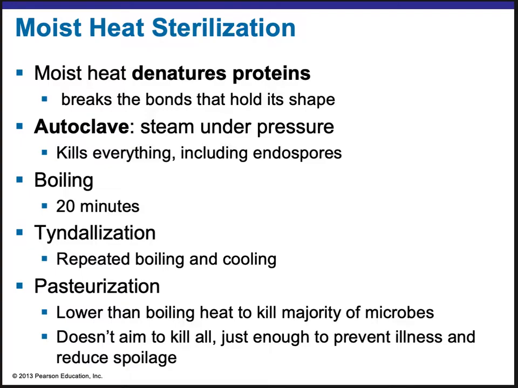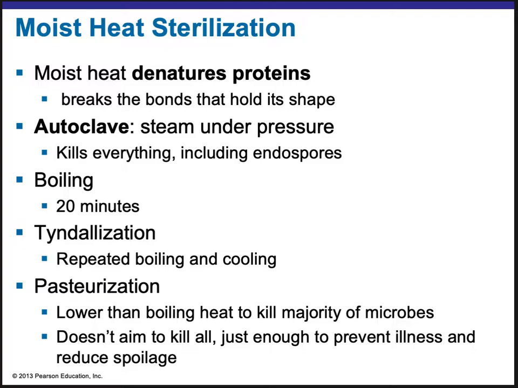So moist heat, you are killing by denaturing the protein. Okay, so you're going to break the different bonds, like hydrogen bonds are usually the first bonds you break. If you have a high enough temperature, then you'll even break the stronger covalent bonds that are happening between the side groups of the amino acids. The best sure way to kill everything and achieve sterilization is the autoclave. We talked about that. And this is steam under pressure.